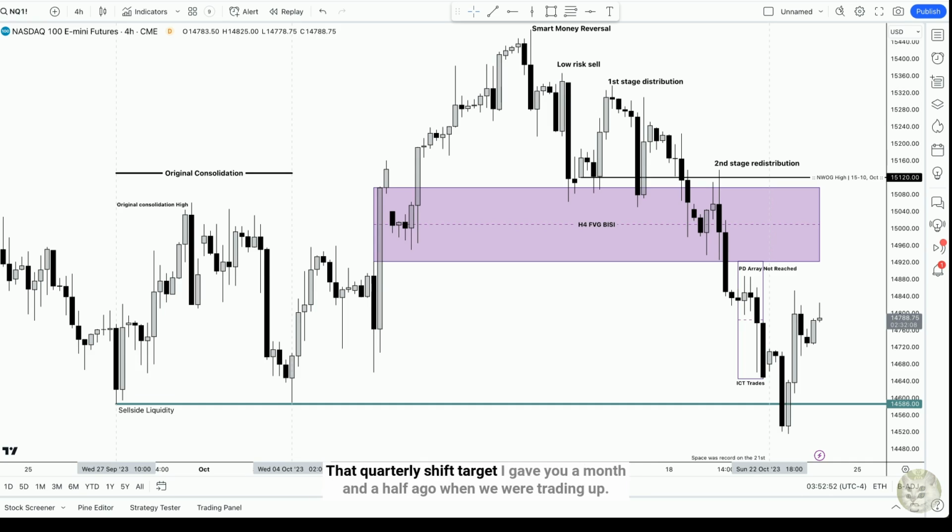That quarterly shift target I gave you a month and a half ago, when we were trading up, everybody else is saying it's going to keep going higher. It's going to keep going higher. I'm going to bet you that it's going to be higher. Where are you at now? You blocked me. That's where you're at.